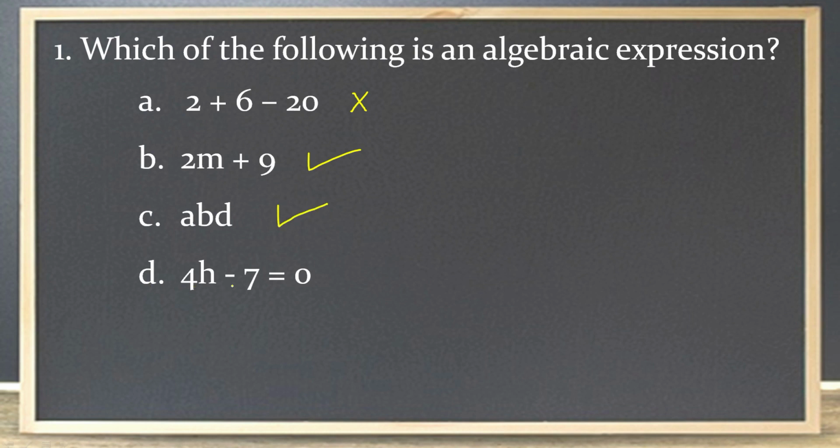And D, we have 4h minus 7 equals 0. We have a number, operations, and a variable. But in addition, we also have an equation. Because of this equation, this is not going to be an algebraic expression. This part, the 4h minus 7, is an algebraic expression. But because it equals 0, because of this equation, it becomes an algebraic equation instead of an algebraic expression. So let us see another problem.